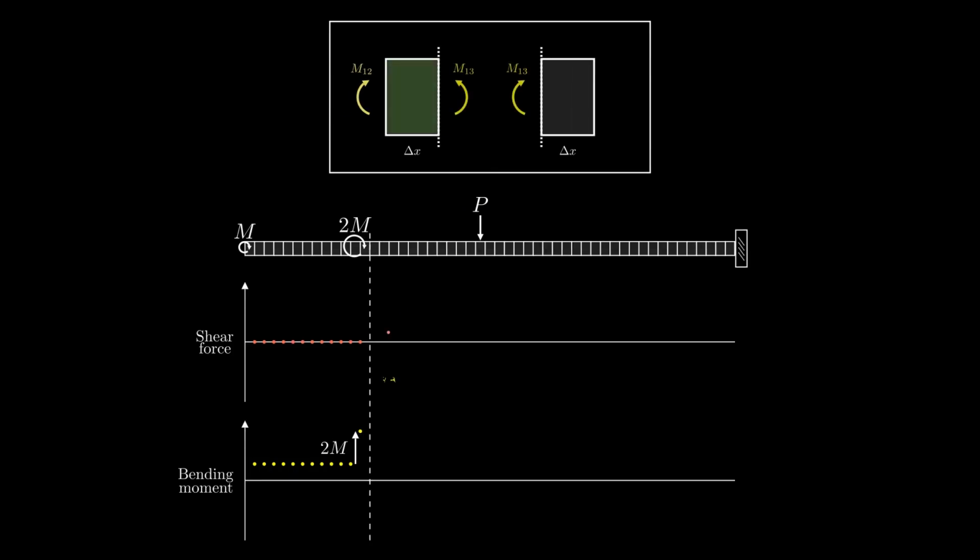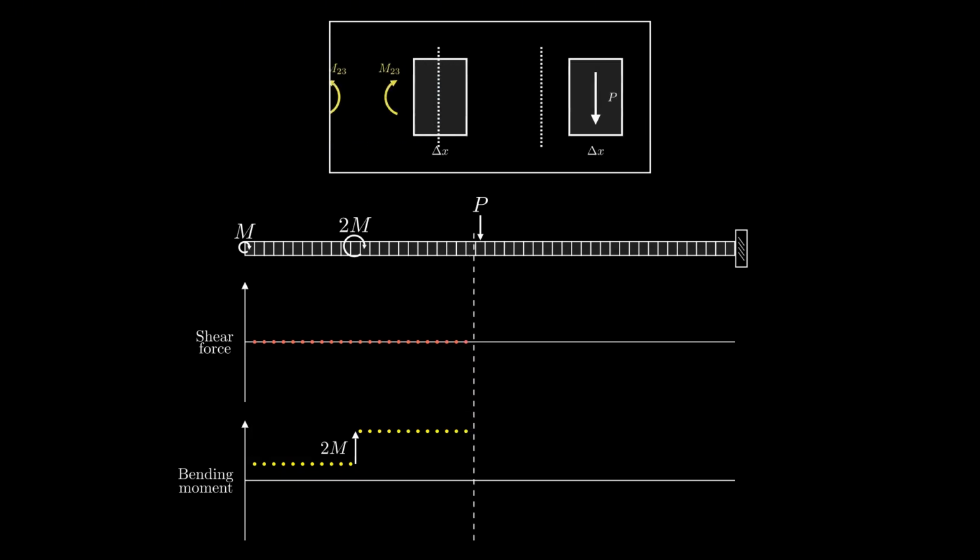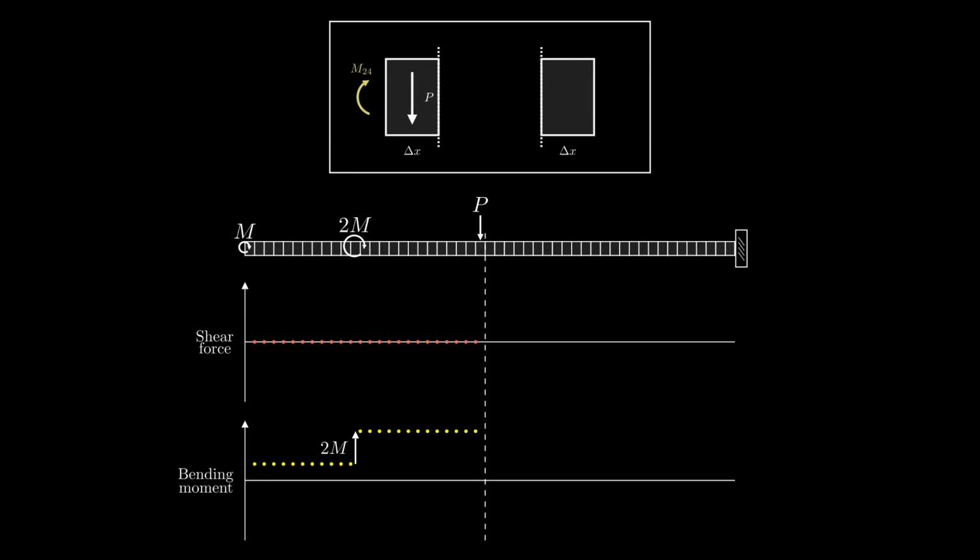After that, the elements do not encounter any more external loads, so they just keep repeating the same equilibrium and transmission process with no special change. Then eventually, we meet the point load. For the element to stay in equilibrium, it now needs an upward force. And because of that point load, the balancing moment becomes a little smaller.